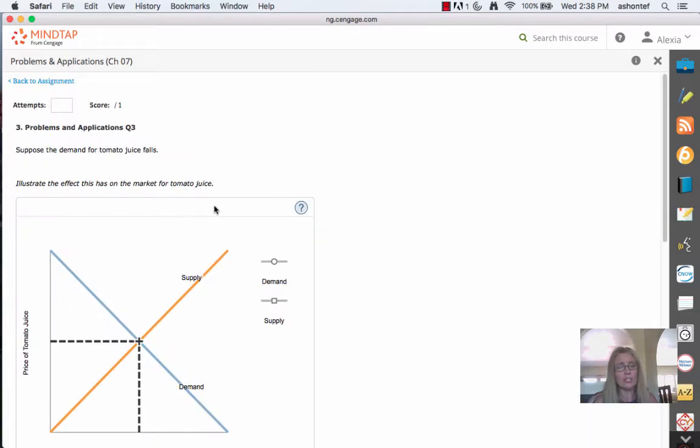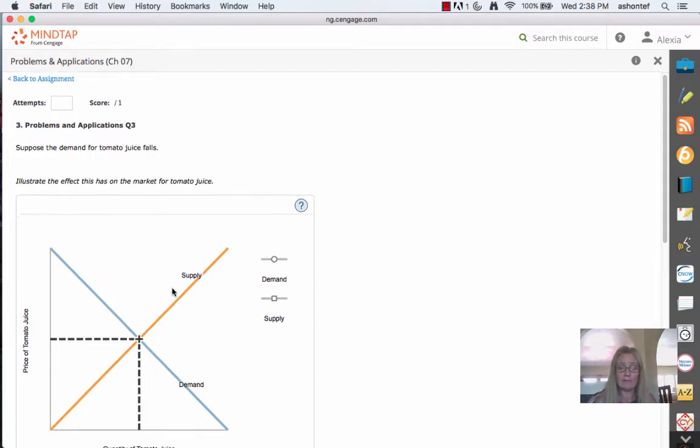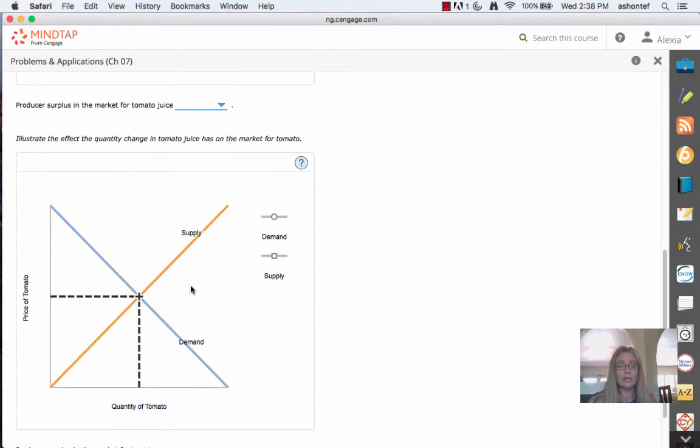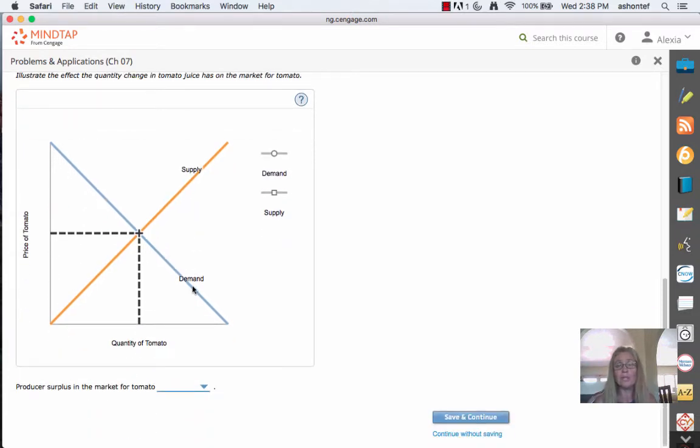The next question is very similar, only the situation is slightly different. So this one says, it straight up tells you, suppose the demand for tomato juice falls. So that would mean it's a decrease in the demand curve. So remember, decreases in demand shift to the left. So you'll want to go through like you just did on the other question and look at, okay, what happens to those areas, producer and consumer surplus.